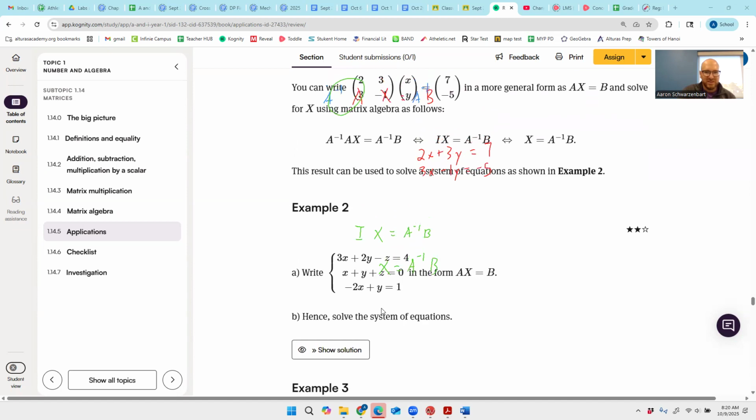The first thing it says is write this in the matrix form. ANI2, please keep your voice levels at 1.